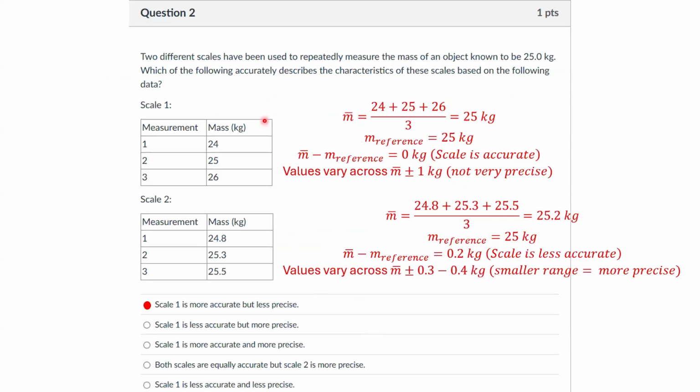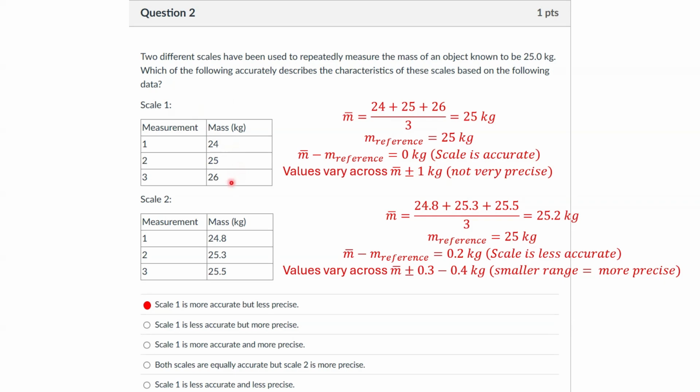Question 2. Question 2 had to do with the conceptual understanding of the difference between the word accuracy and the word precision. Accuracy is a measure of how well a device reproduces the actual value on average of some measured quantity. In this case, we have devices that measure mass. Scale 1 measures masses of 24, 25, and 26, and we're told that this sample should have a known mass of 25 kilograms.